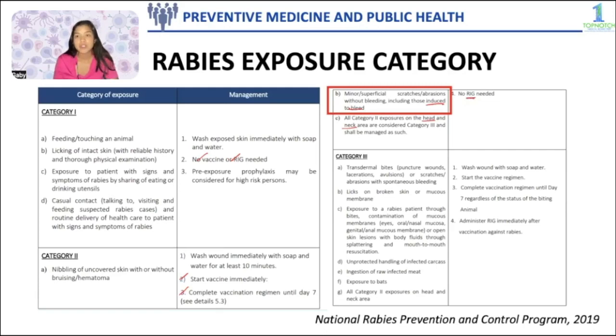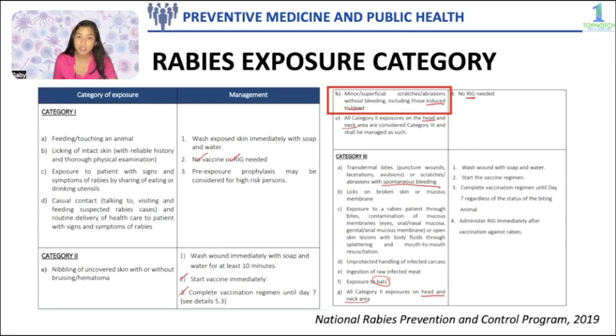For category 3 naman, so these are things that are spontaneously bleeding even without inducing the bleed. So transdermal bites like puncture wounds, lacerations, or avulsions. If there are licks on broken skin or mucous membrane, so if you have a pre-existing wound, tapos nilaan ng dog, for example, exposure to a patient with rabies through bites or contamination of mucous membrane, so their saliva gets into your eye, etc. Unprotected handling of infected carcass, ingestion of raw infected meat, exposure to bats. So even if there's no biting, as long as you've been exposed to bats. And all category 2 exposures on your head and neck area are considered category 3 exposures to rabies.